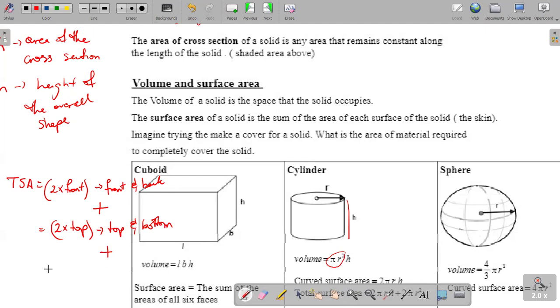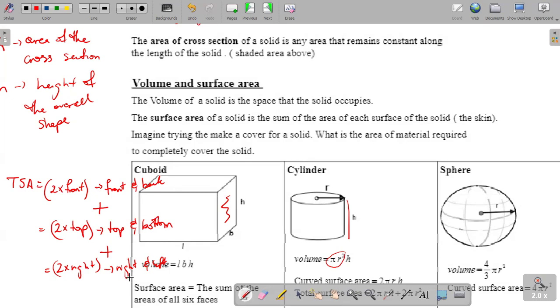Plus the area of what we're seeing right now. We're seeing the right-hand side. So 2 times the right-hand side. But what does that actually represent? That represents the right and the left-hand side. Everybody with me?